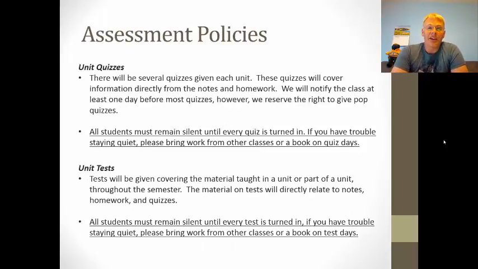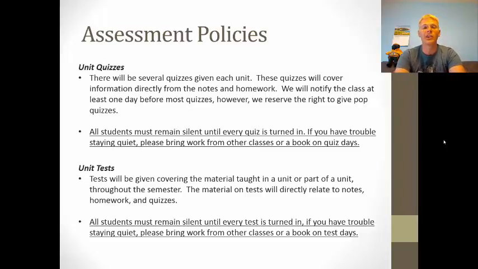Next up to talk about is our assessment policies, quizzes and tests. Quizzes are pretty straightforward. They're going to be smaller in the amount of material that's covered, and they'll probably be more often than tests. Tests are going to be generally a cumulative test over an entire unit or a part of a unit if a unit's really long. We'll have multiple tests breaking up that material. A test will be longer than a quiz. It'll be worth more points than a quiz.